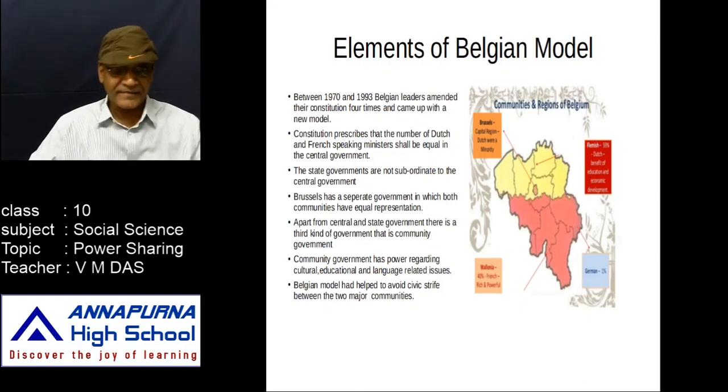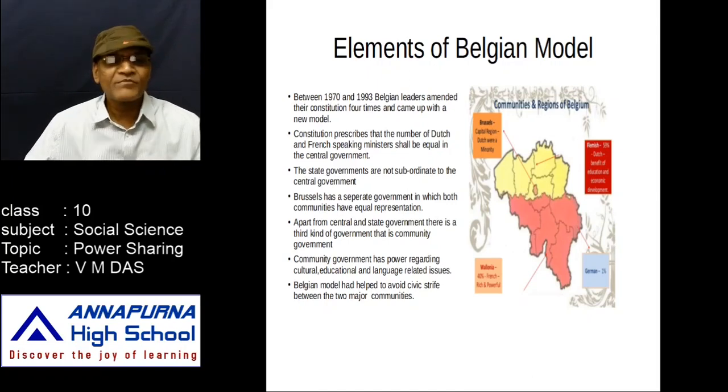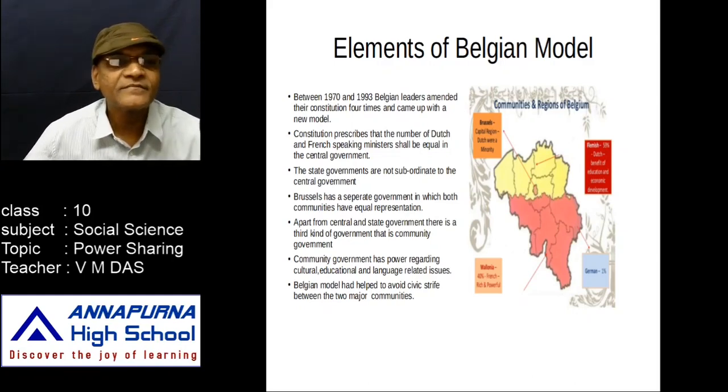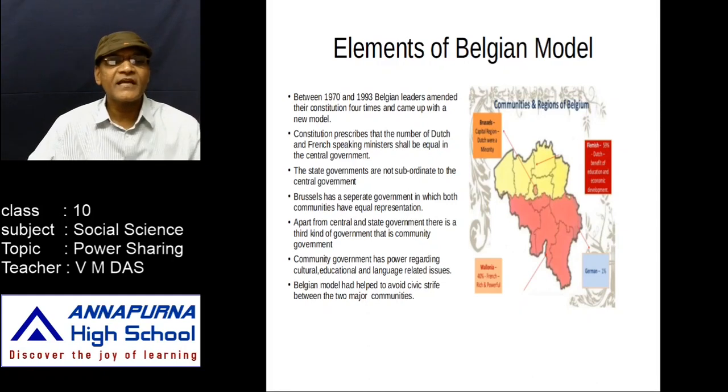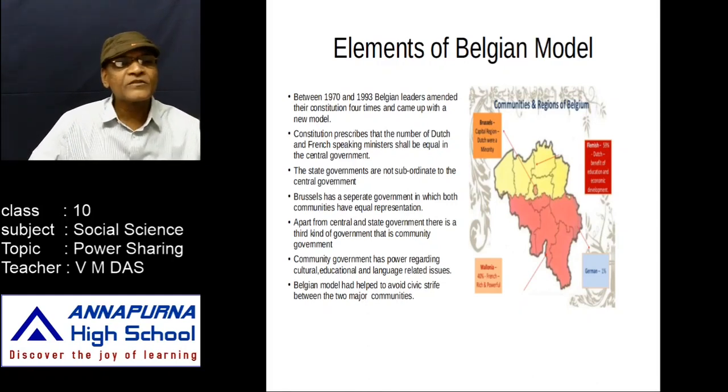Under power sharing, the constitution provides some rights and provisions for the people here in Belgium. As per that, French speaking ministers and Dutch speaking ministers shall be equal in the central government. Equal representation is given to all the ministers in the government. The state governments are not subordinate to the central government.